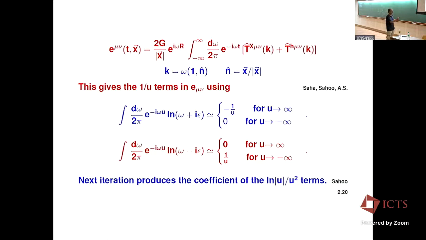Okay? So using this, we can now translate whatever we calculated here into the position space language. And that's precisely what gives us the expressions for the B and C that I showed you. B is the coefficient of the 1 over u term at late time, and C was the coefficient of the 1 over u term in the early time.